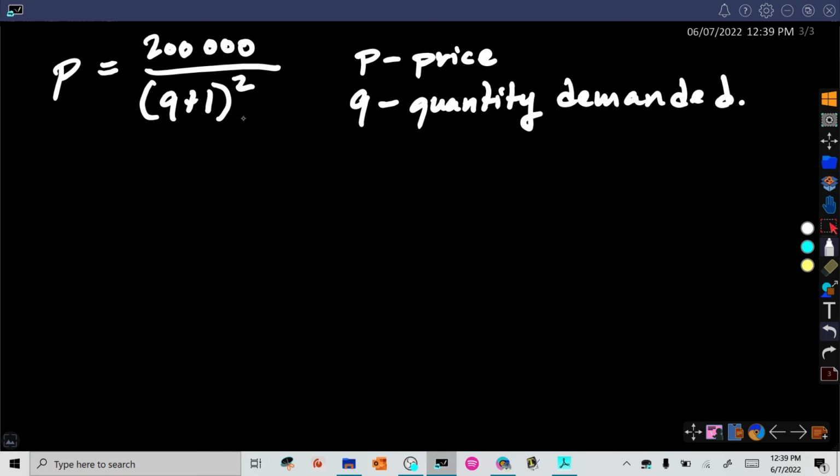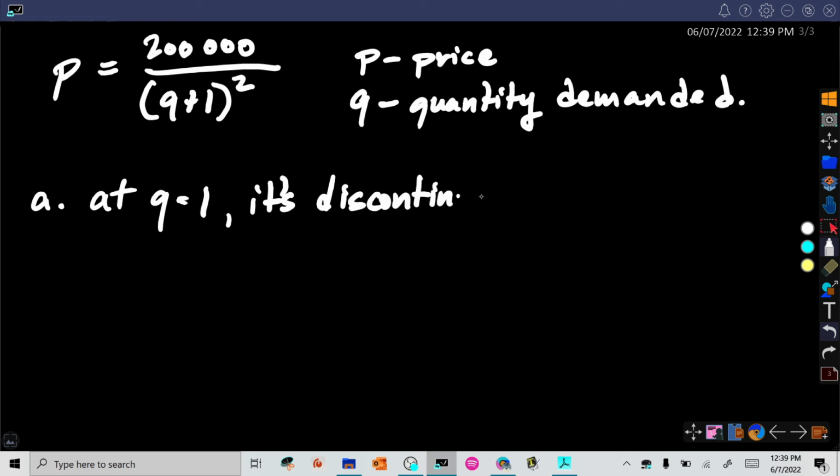In this case, I think it's pretty obvious. It would be Q is equal to minus 1. If Q is minus 1, that's a plus 1, then I have 0 squared, which is 0. So in this one, you can kind of do it just by looking at it. So this is part A. So at Q equals minus 1, it's discontinuous. Otherwise, continuous. Okay? So that's literally part A.